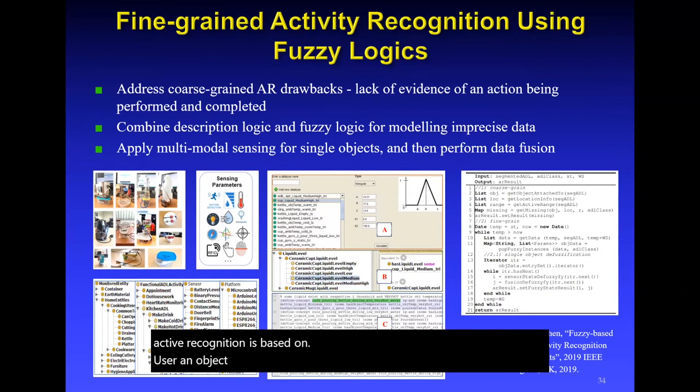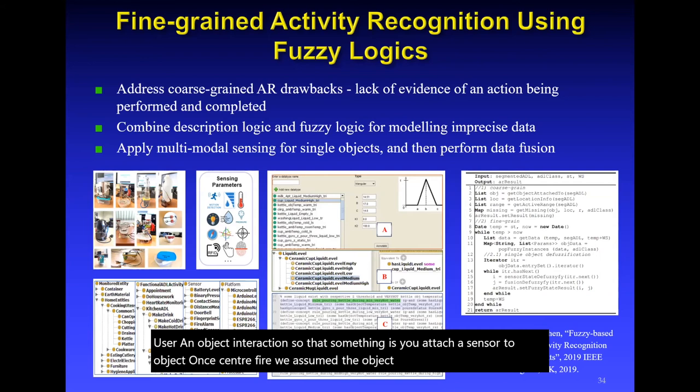So the assumption is you attach a sensor to an object. Once the sensor fires, we assume the object is used. But for some cases, there's no evidence to confirm that. For example, you want to pour some hot water into a cup to prepare tea or coffee. How do you know the water is in?